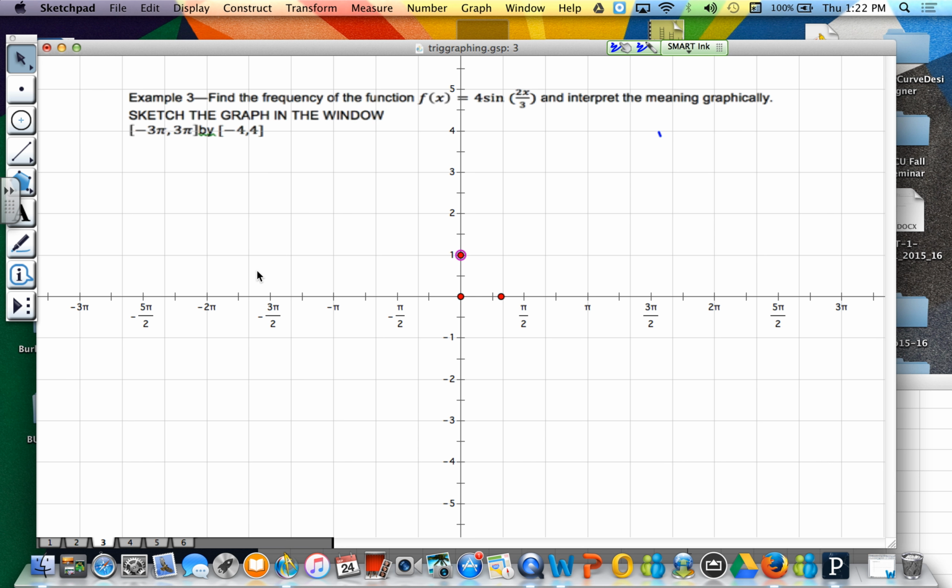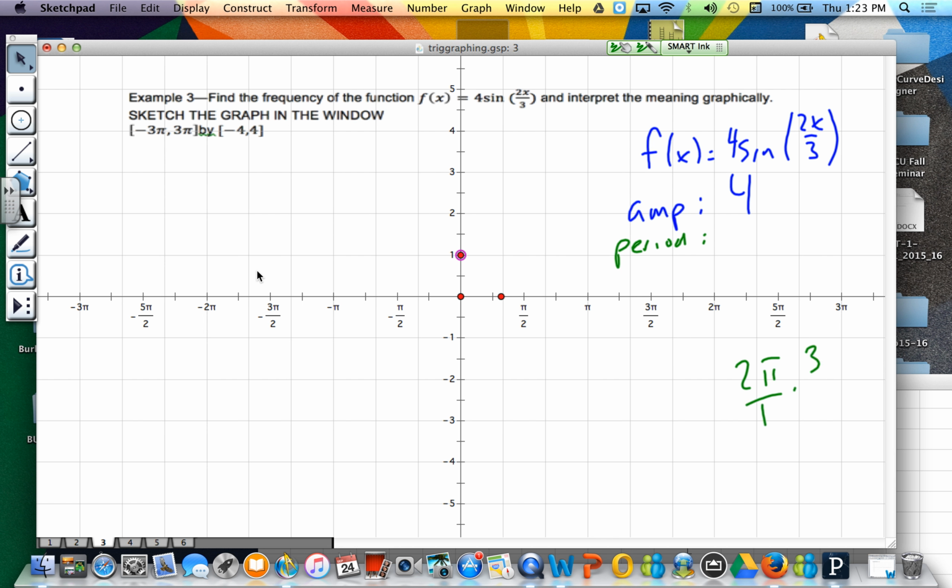Let's get through this example, save it, and then I'm going to make a new file. But let's look at f of x is equal to 4 sine 2x divided by 3. What Ms. Burkhead might first ask is, what's the amplitude of that function? It's 4. What's the period of that function? 3 pi. 2 pi divided by 2 over 3 gives 3 pi. And then the frequency, you can just take the reciprocal of the period: 1 divided by 3 pi.